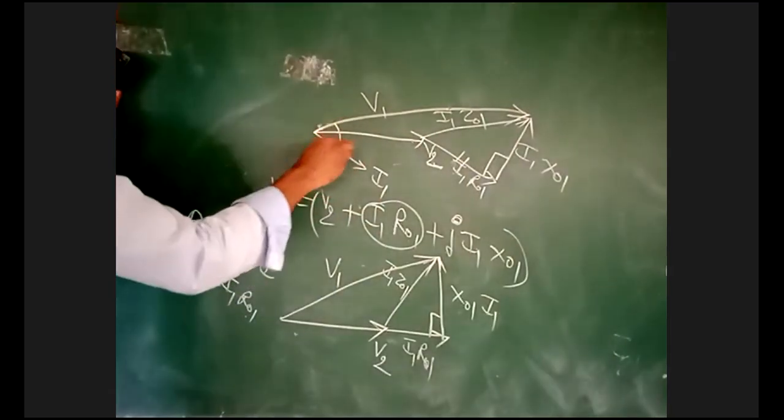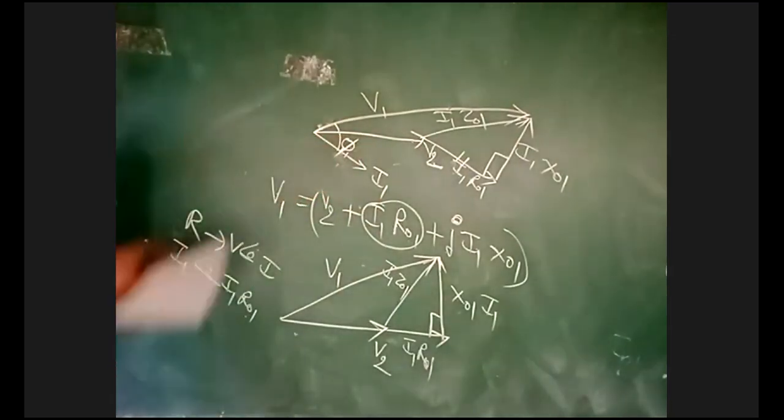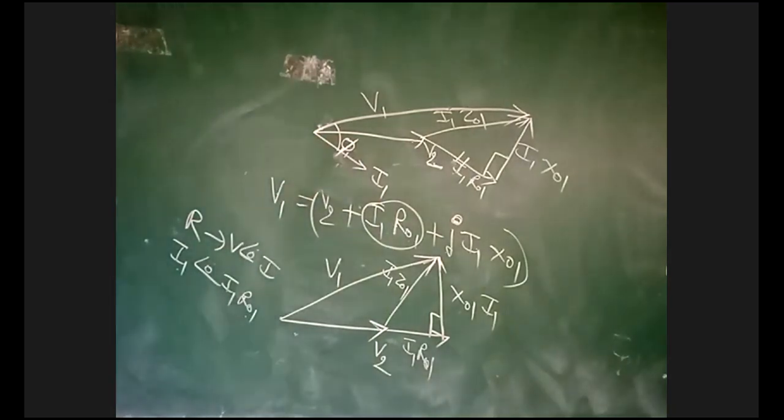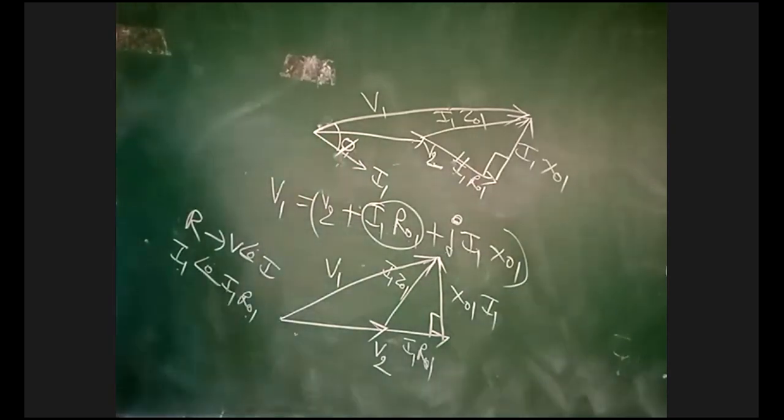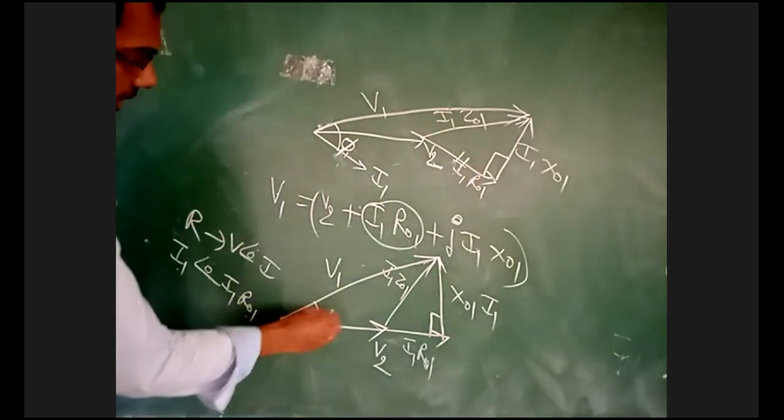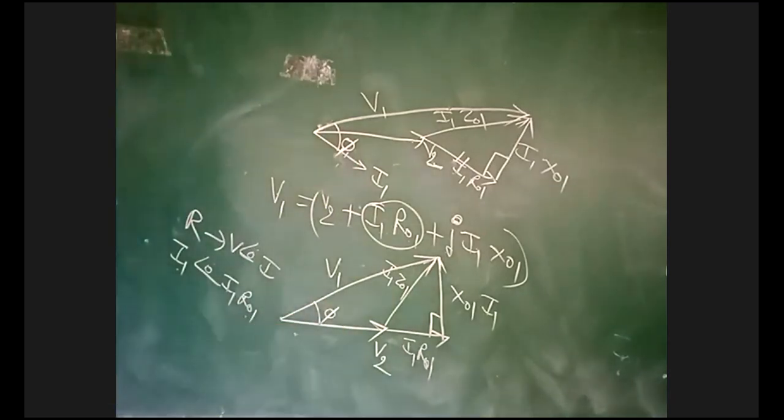The angle between V1 and I1 is phi. Phi is the angle between V1 and I1. Here also phi is the angle between V1 and I1. Phi is the phase angle between voltage and current. Is this clear up to here? Okay.